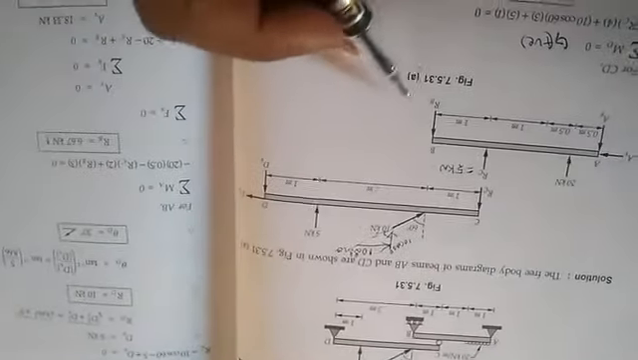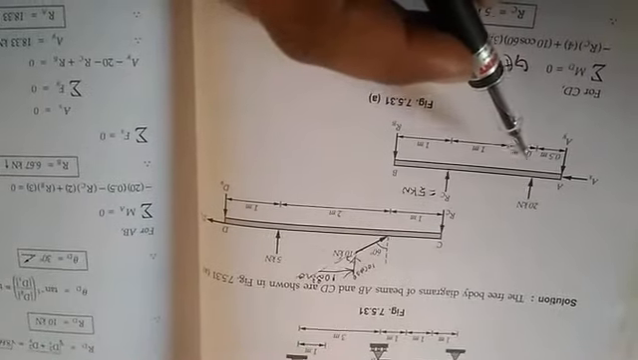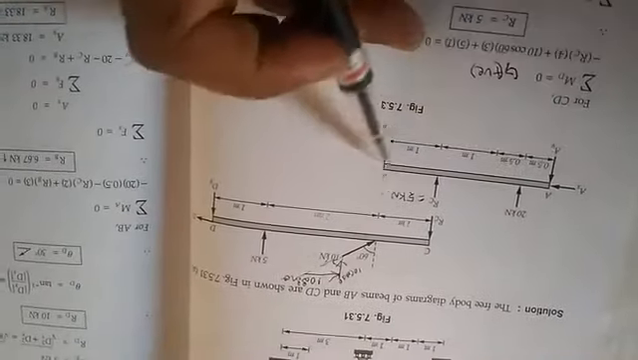Now we take the section AB. In the AB section, you can see the unknown forces: one is AX, AY and RB.